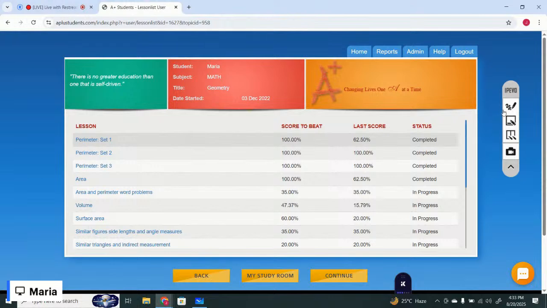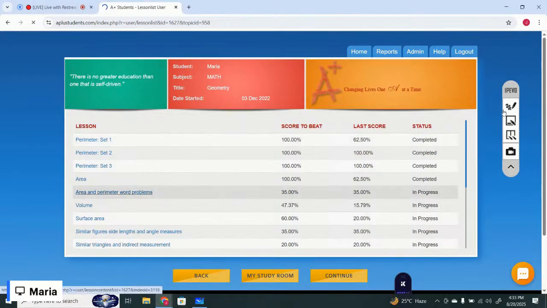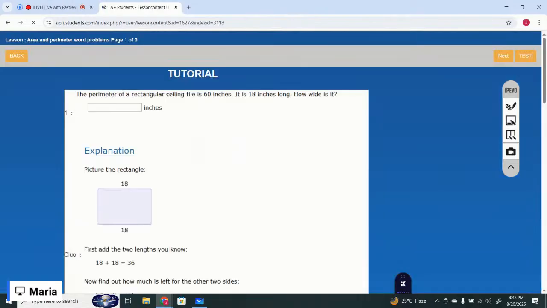The next lesson is area and perimeter word problems. Let's just start with the lesson.